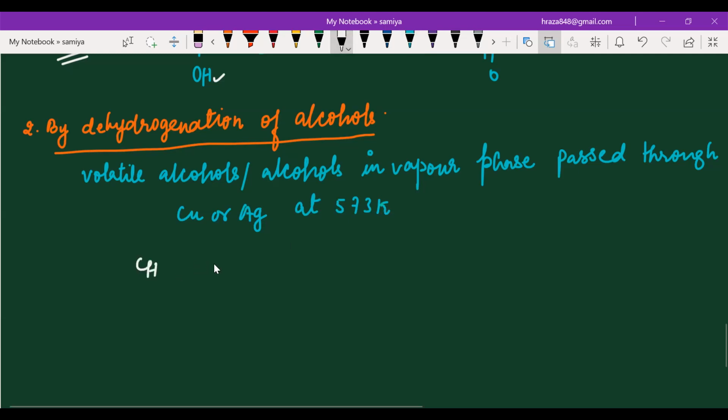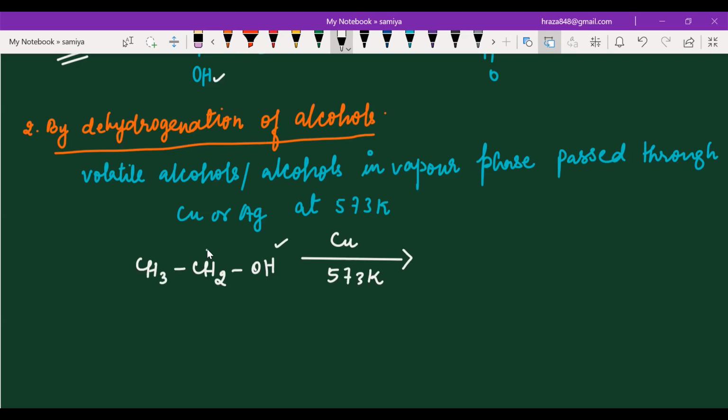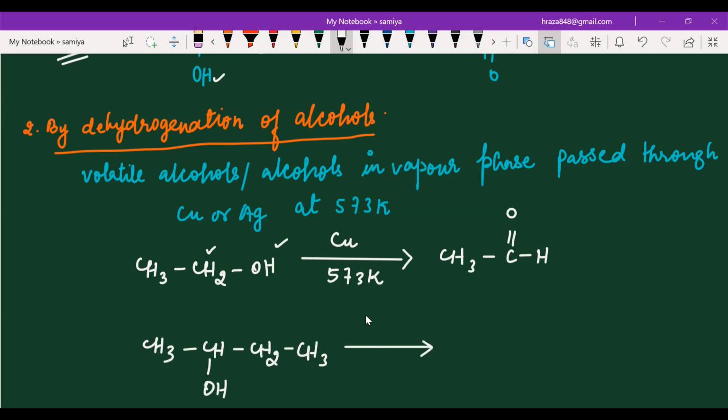If you have a primary alcohol, dehydrogenation will take place with the copper at 573 Kelvin. One of the hydrogens from here will go, and you will get CH3CHO. And if you have a secondary alcohol, the same reagent is used, copper at 573 Kelvin. Secondary alcohol will be converted into ketone. The rest will be the same as this. Is that clear?